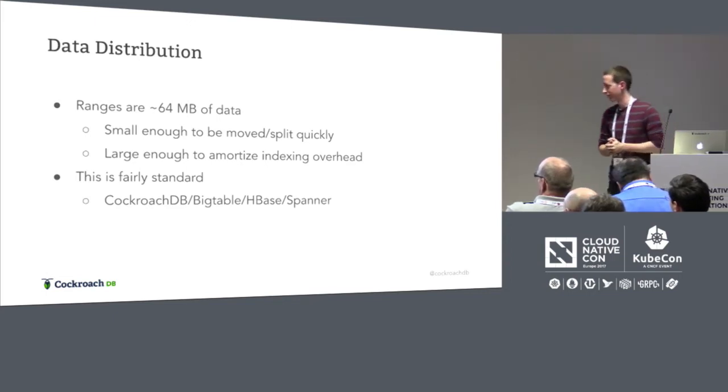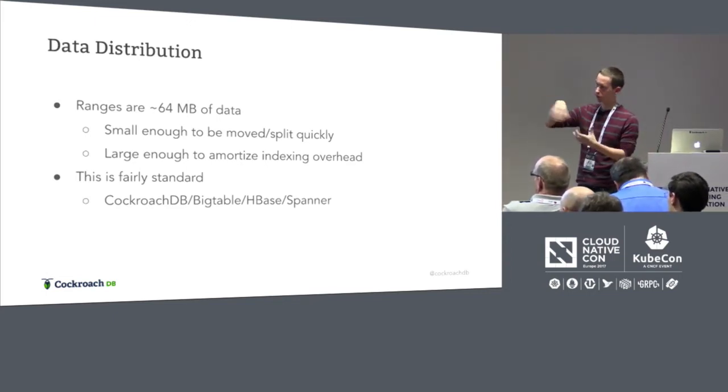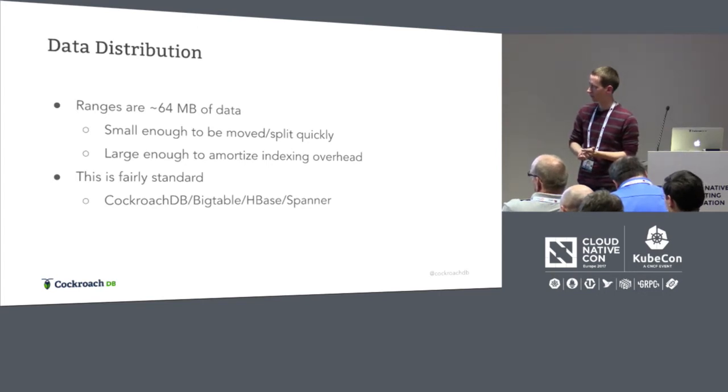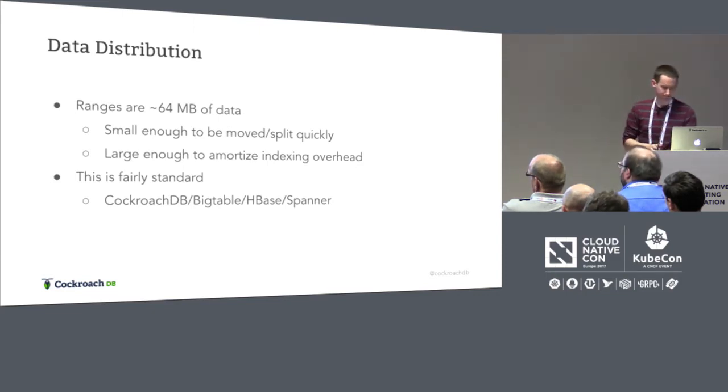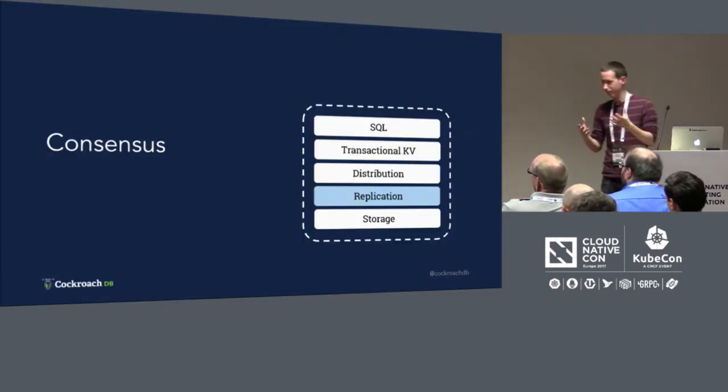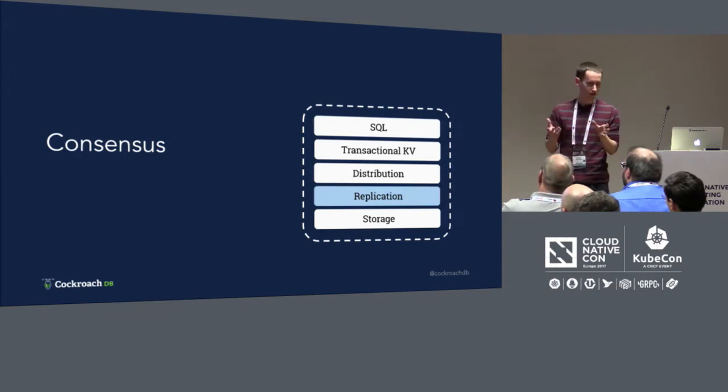And so this method of splitting up data into ranges and distributing them around a pool of nodes has been used in a bunch of pre-existing systems, most notably things like HBase or the Google databases. And that's how we keep data spread around the cluster. Are there any questions on that before I move on to how we keep data in sync?